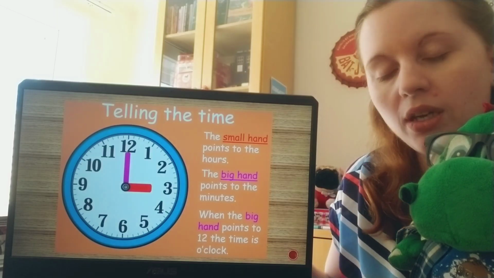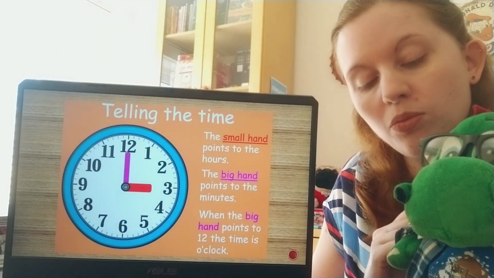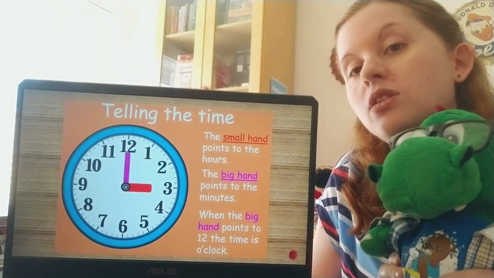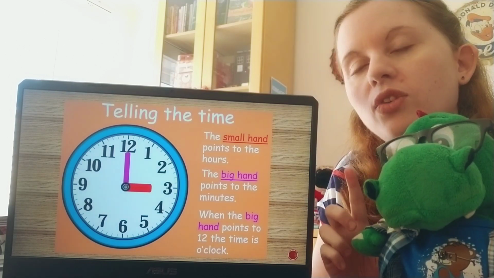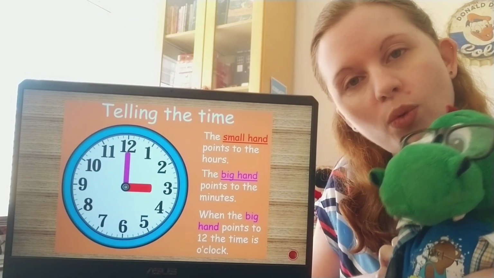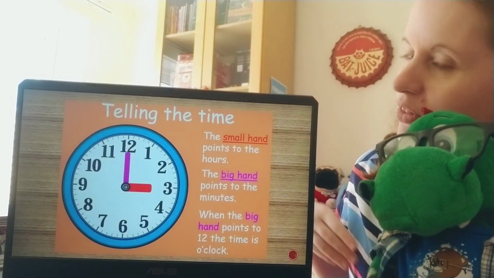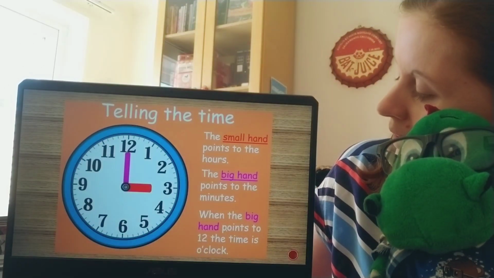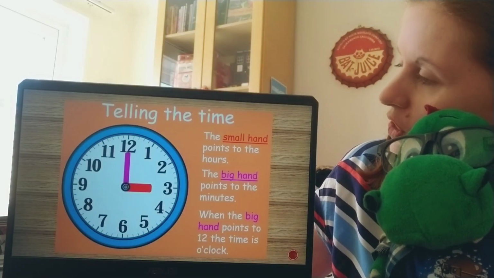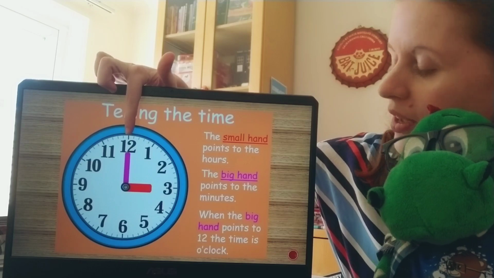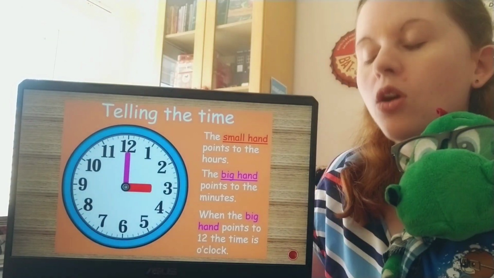Do you know what the other hand is that isn't on my presentation but is on some clocks, and it moves every second? What might that hand be called? Have a think. When the big hand points to the 12 at the top, the time is o'clock.